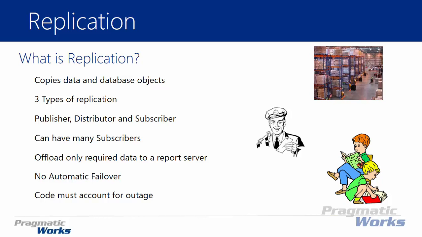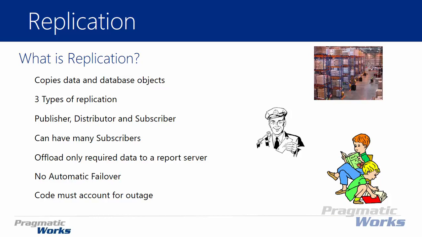Replication copies our data and our database objects. There are three types of replication you'll typically hear us talk about: snapshot, transactional, and peer-to-peer, and also merge replication. You'll hear us speak about the publisher, the distributor, and the subscriber. The publisher is just that. It's the publish of the data. The distributor distributes the published data. And where does that distributor put the data or publish that data to? That's right, as you guessed, the subscriber.